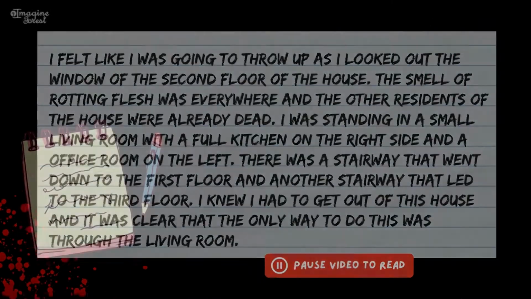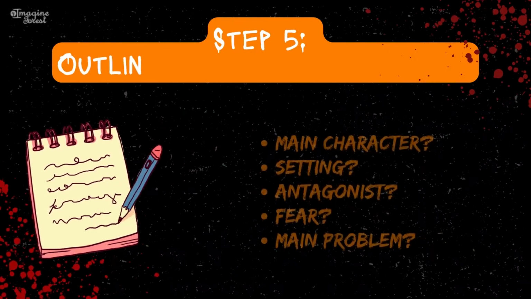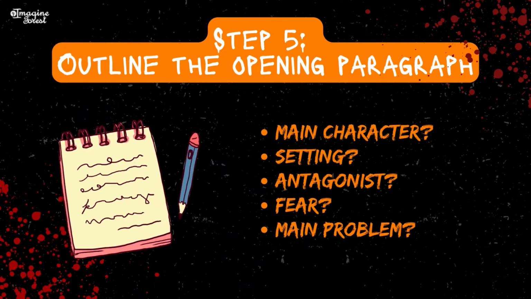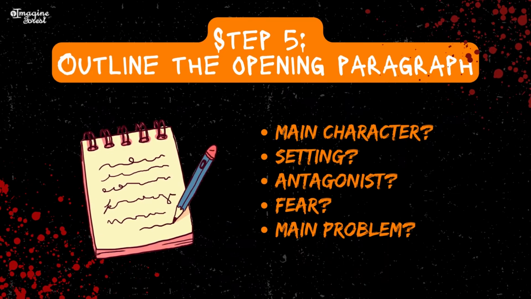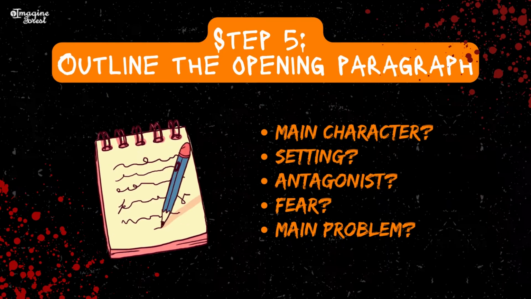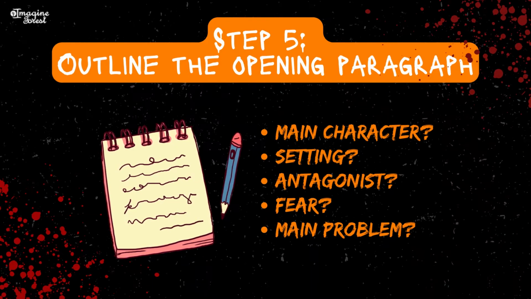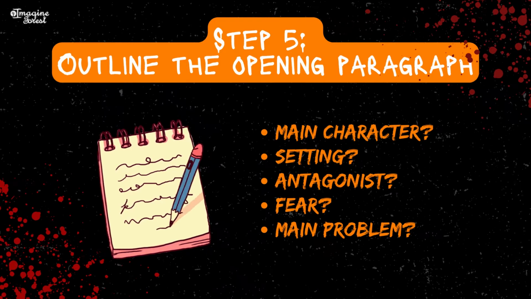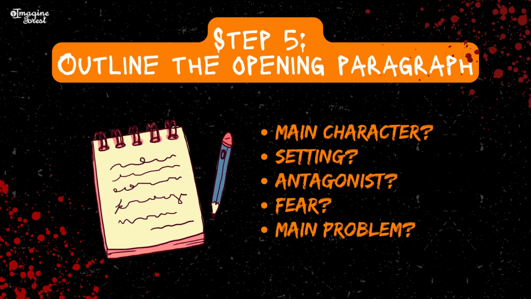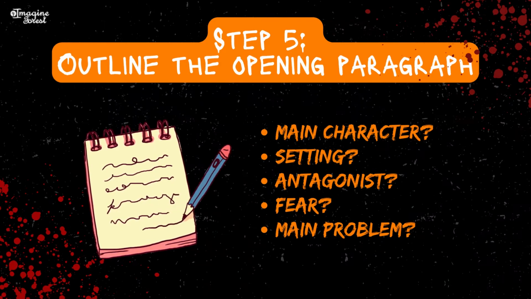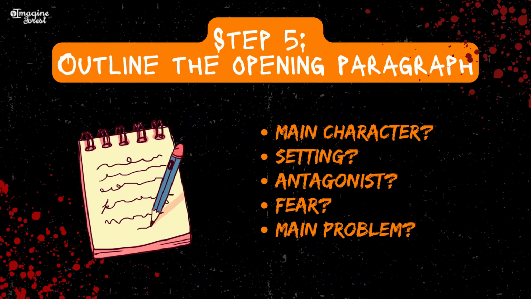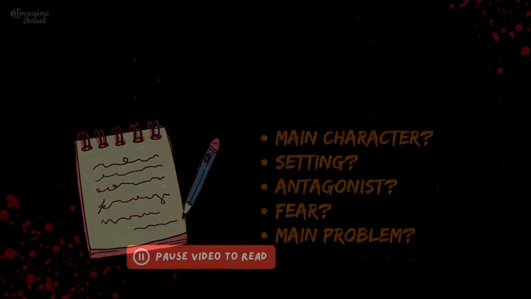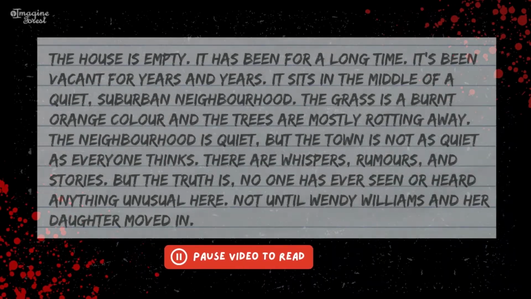Step 5. Outline the opening paragraph. You should ideally include the main character's name, the setting, the antagonist, the fear of the story, and the main character's problem. During this step, it is important to try to write an opening that gives the reader a taste of the entire story. But of course, don't give too much away. Just a hint of fear will do. Your goal here is to have the reader wanting more. Here is an example of an opening outline.